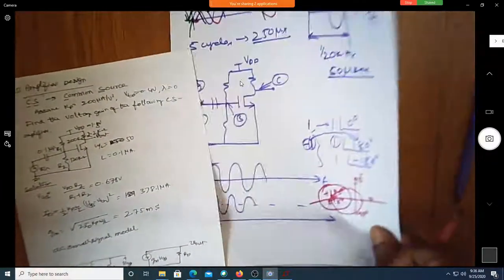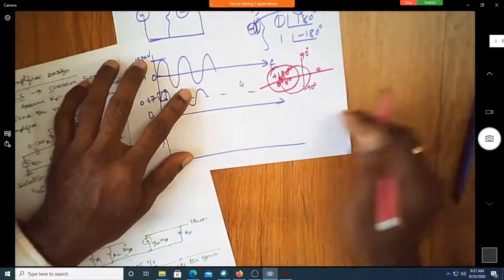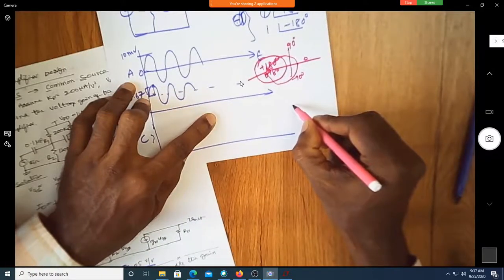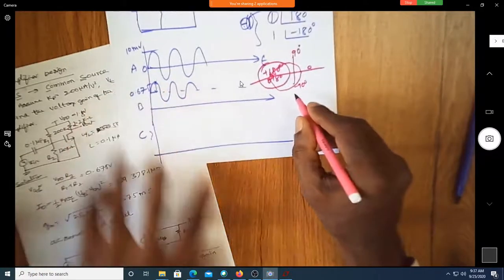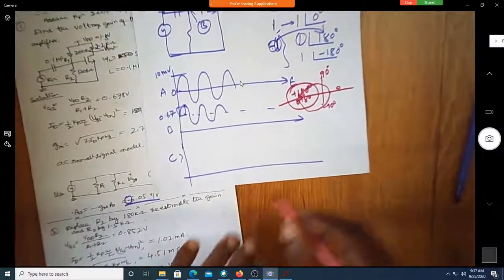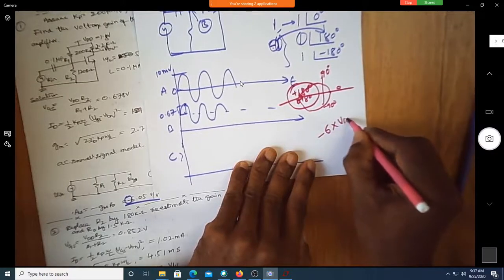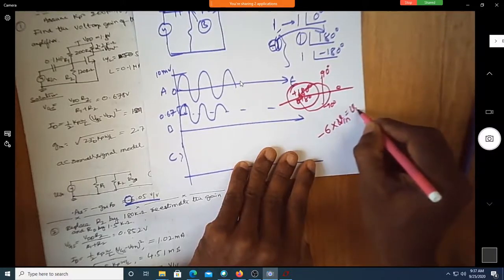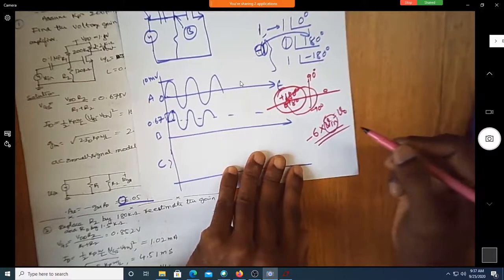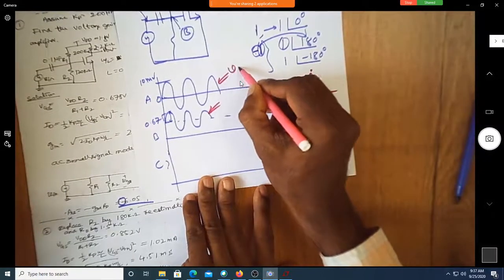Correct? Yes. How much is the gain you are looking at? Tanuja or Vinuta? Vinuta, no? Yes, sir. How is the gain you are looking at? Minus 6.05. Okay, minus 6. So minus 6 times the input is your output. Am I correct? Yes, sir. So how much is your input now? Input is this. Okay, this is your input, V in.